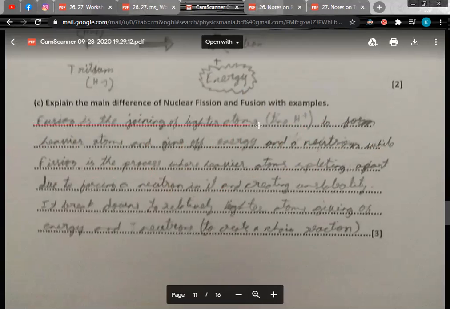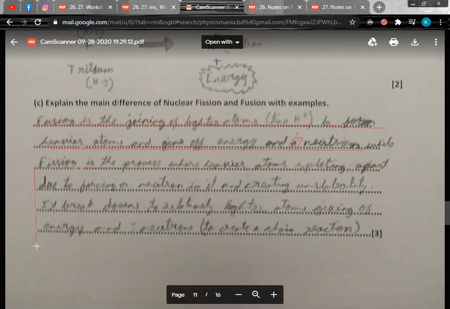Fusion is the joining of lighter atoms like hydrogen atoms to form heavier atoms and give off energy and the neutron. Sir, I wrote one neutron, just to specify. Listen, it is not always necessary to have an extra neutron. It depends, okay? So you just stop there.